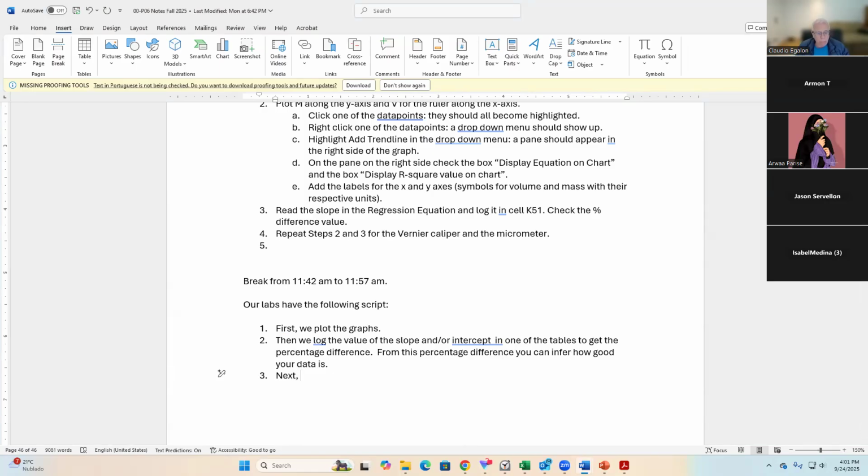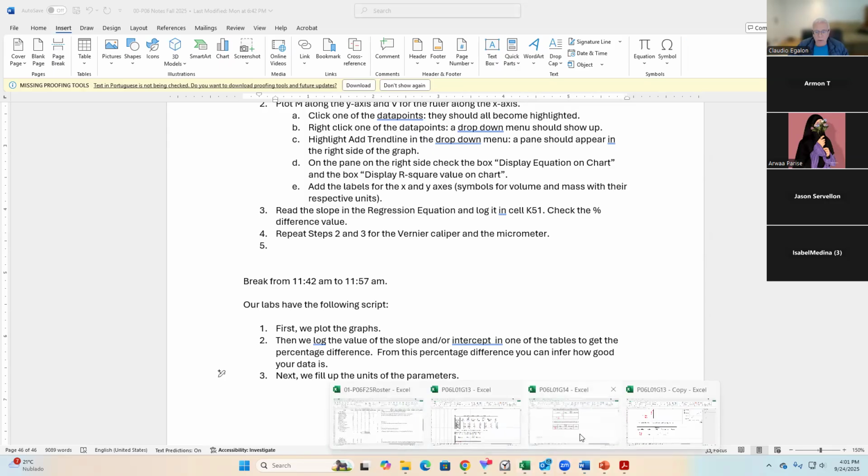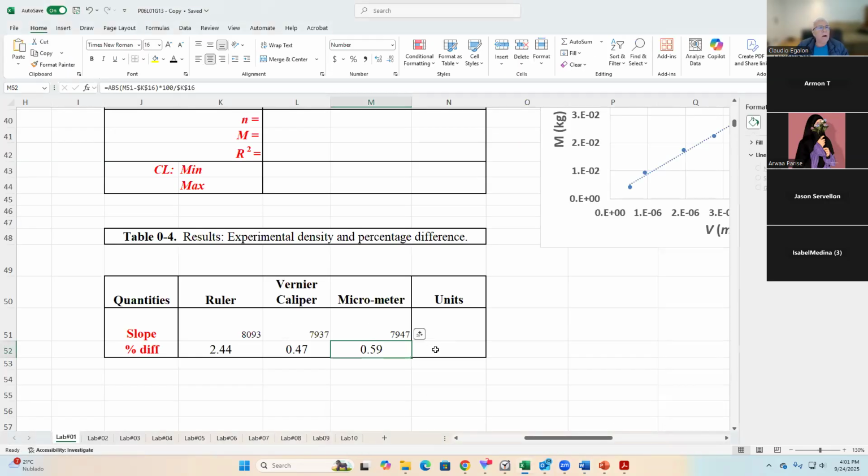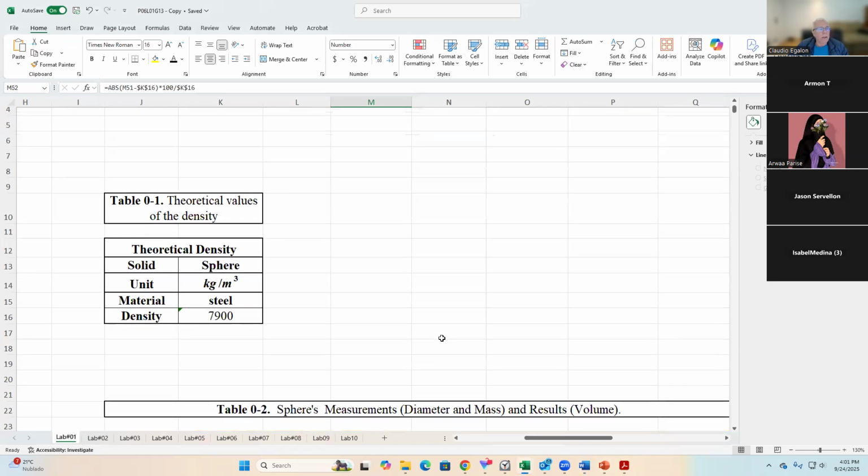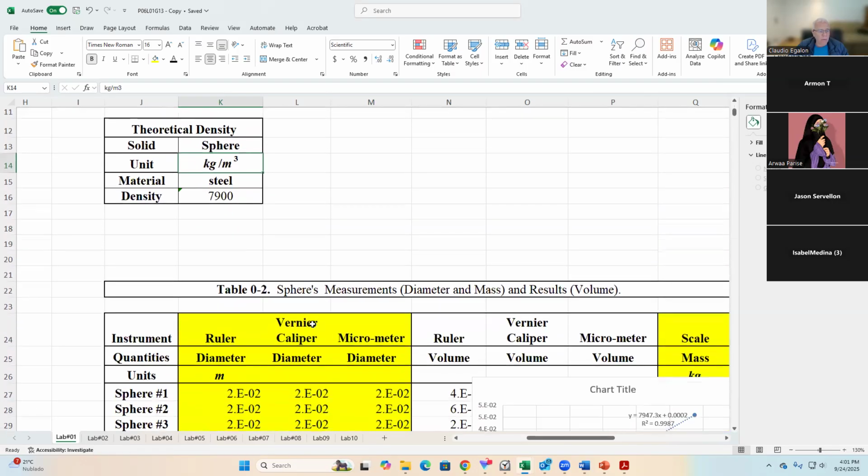Next, we fill up the units of the parameters, right? Let's take a look. Here goes the spreadsheet right here. Okay, so here goes the unit for the density of the steel; I already wrote that down for you. Some of the units I already wrote down for you. Other ones you have to write by yourself.